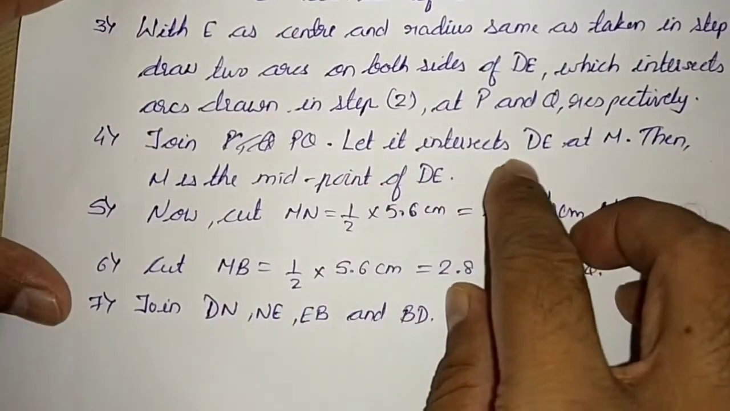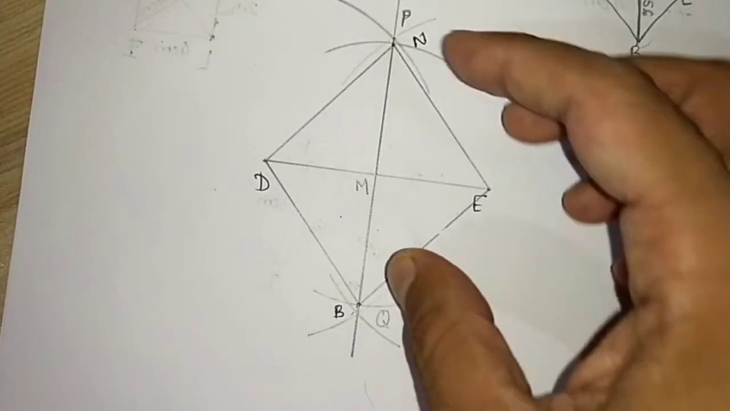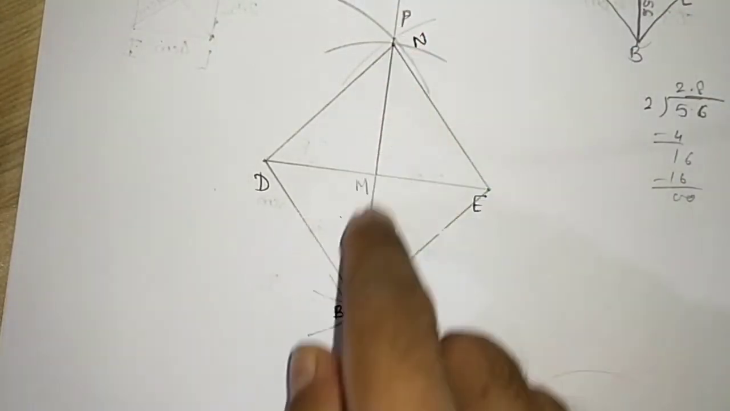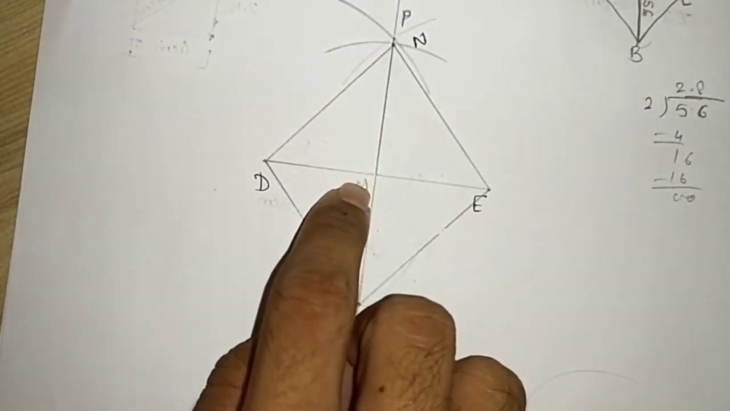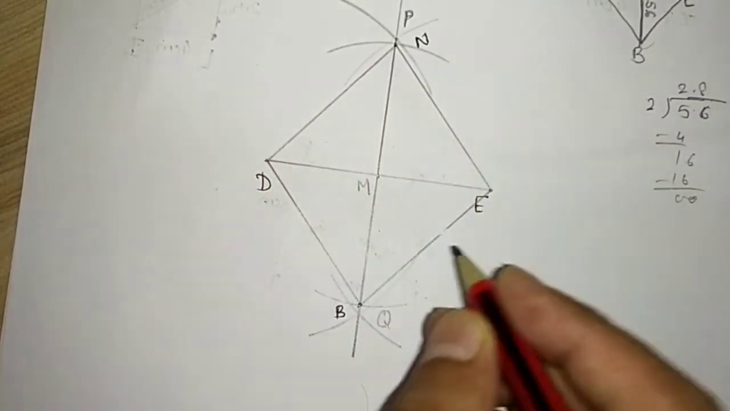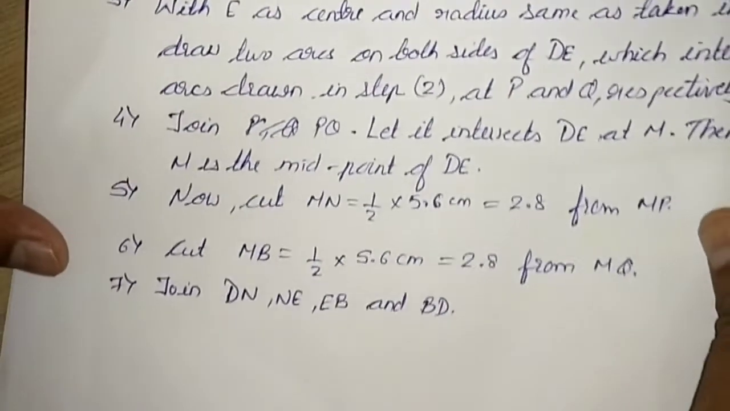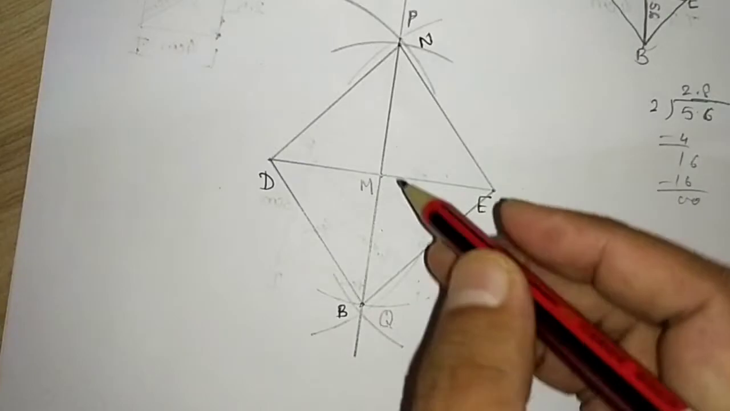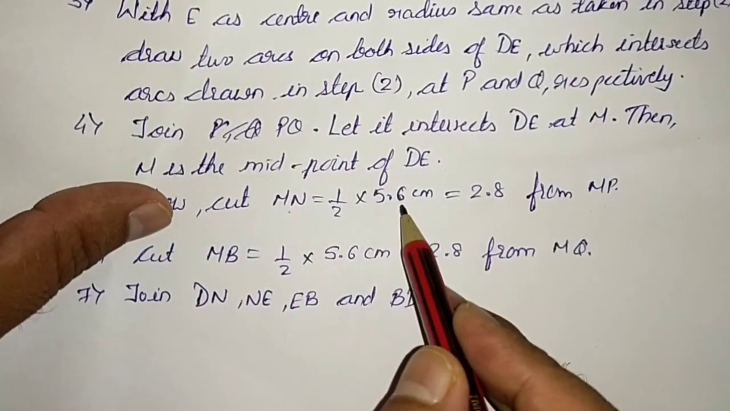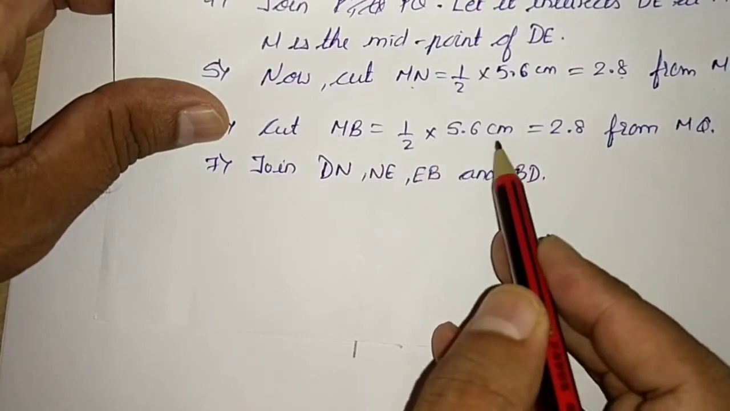Now let PQ intersect DE at M. M is the midpoint of DE by construction. Now cut MN equal to half of 5.6. Half of 5.6 is 2.8. So this is 2.8. Also cut MB, half of 5.6.